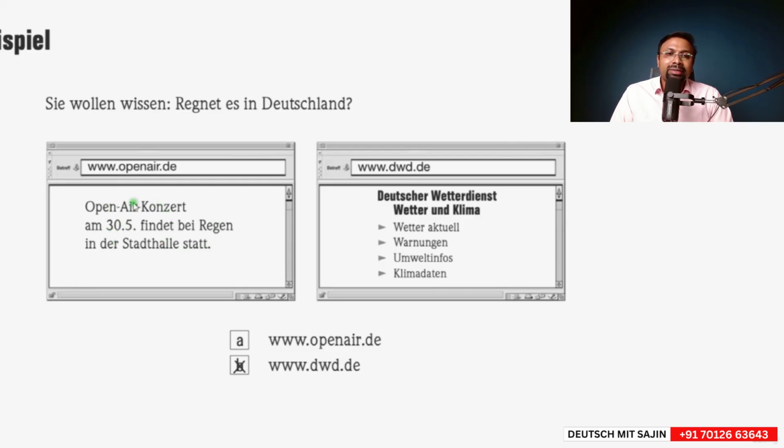So what that means here is the open air concert on May 30th takes place in the city hall when it is raining. Bei Regen, when raining or when there is rain. This is what this information is about. Stattfinden means to take place, a very important word for the exam, especially for A1 and A2. It is often used and it is a separable verb. That is the reason why we have to separate it here.